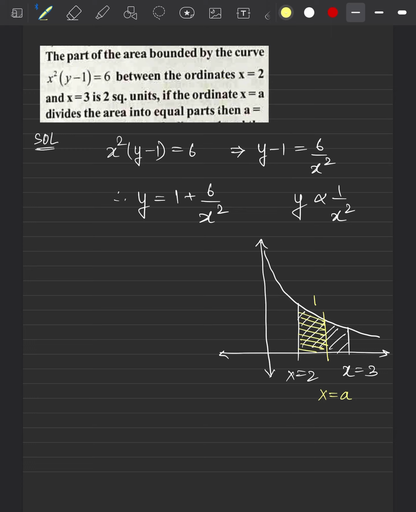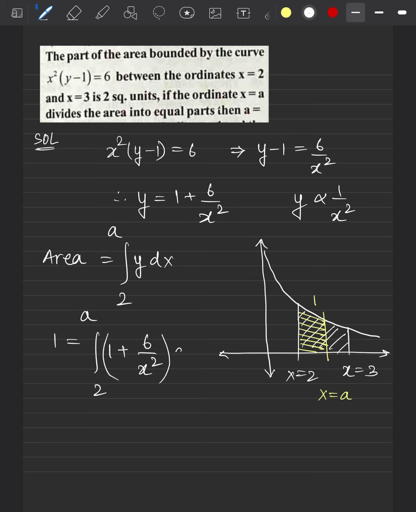So we can say area is equals to integral from 2 to a y dx, and this area is equals to 1. So 1 is equals to integral from 2 to a 1 plus 6 by x square dx. So if we do the integration, 1 का इंटीग्रल होता है x plus 6 into 1 by x square का इंटीग्रल होता है x का पावर -1 upon -1.